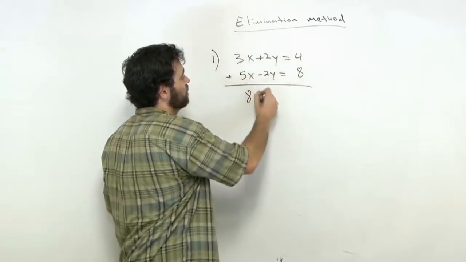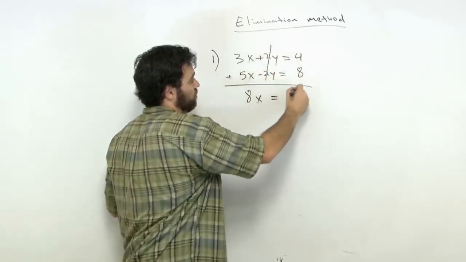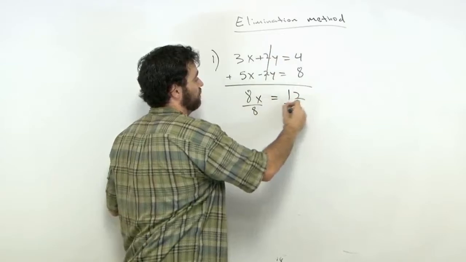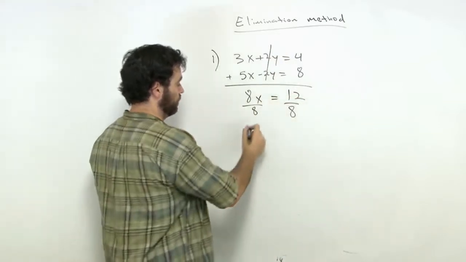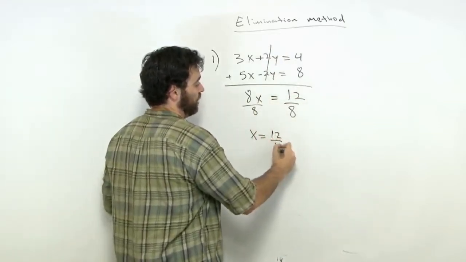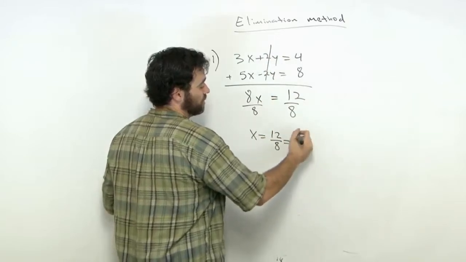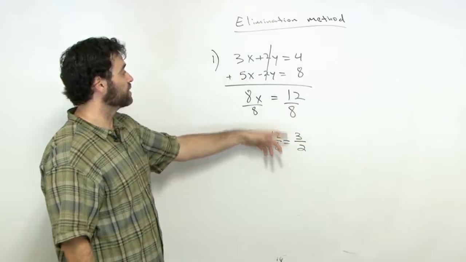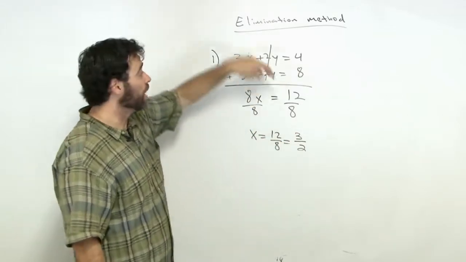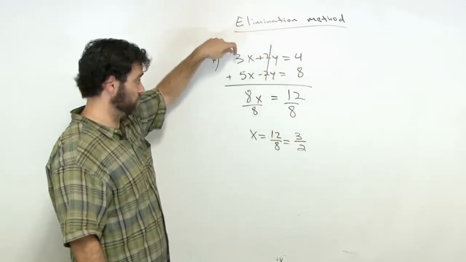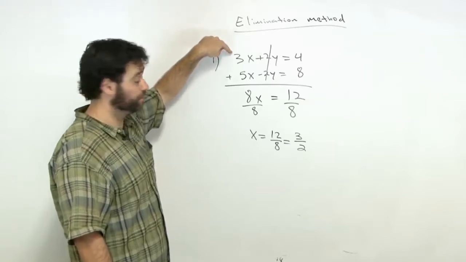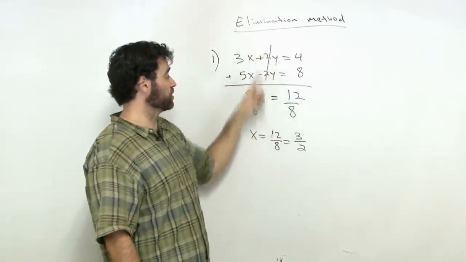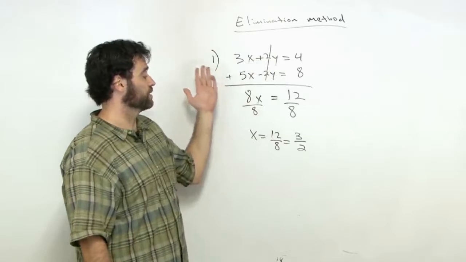So we get 8x plus 0y equals 12. We divide out the 8, divide out the 8. We get x is 12 over 8. Reduce that by 4, it's 3 over 2. Now I know what x is. Pick one of these, either one. I always like working with positive values, so I'll use the top one and plug in that 3 over 2 into the top and solve for y.